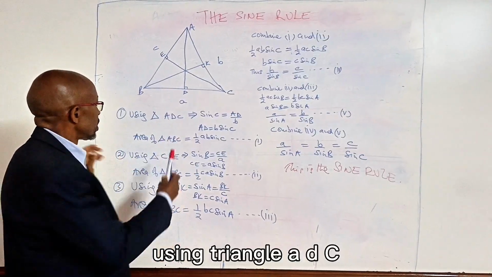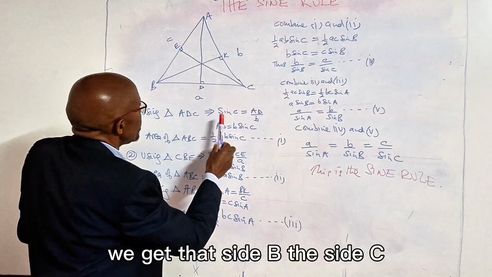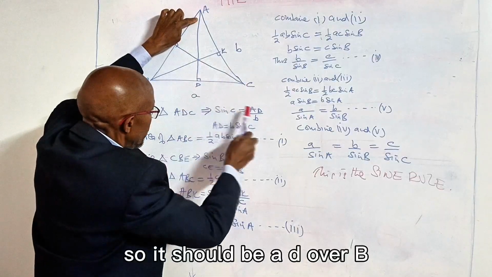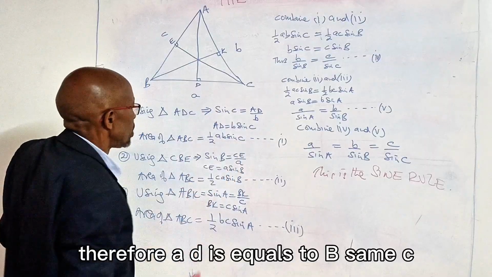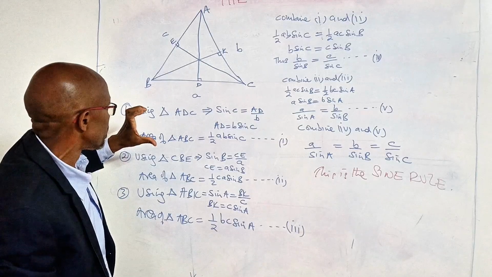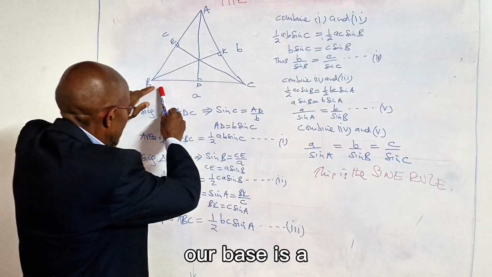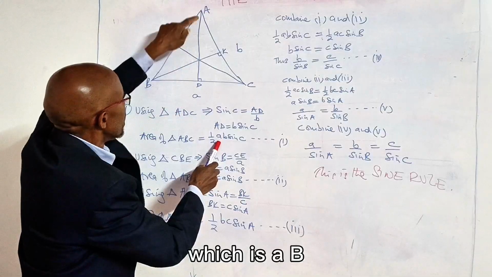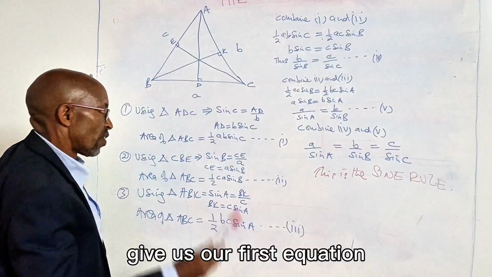Using triangle ADC, we get that sine C is equal to opposite over hypotenuse. So it should be AD over B. Therefore, AD is equal to B sine C. From that triangle ADC, we can get the area of triangle ABC by using half base times height. Our base is A, so it will be a half A, then times our height, which is AD, which is B sine C. So we'll have a half AB sine C. So that gives us our first equation.